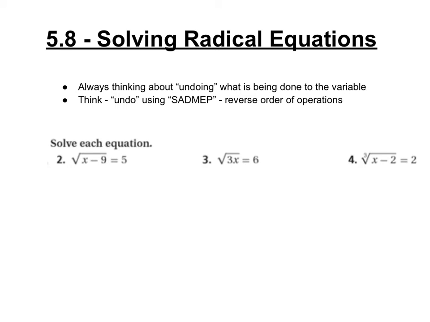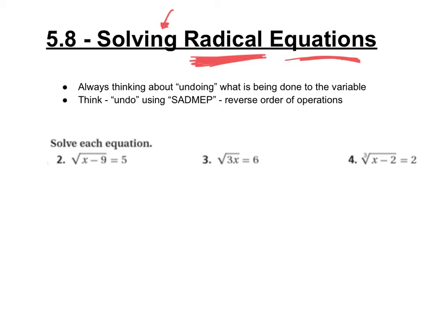All right, we're talking 5.8, solving radical equations. So again, remember the word radical. When we say radical, we're thinking roots, right? Square root, cube root, fourth root, fifth root, whatever that is. That's radical. Now, when we're solving, that means we're trying to get the variable by itself. Equations, you're going to see equal signs.